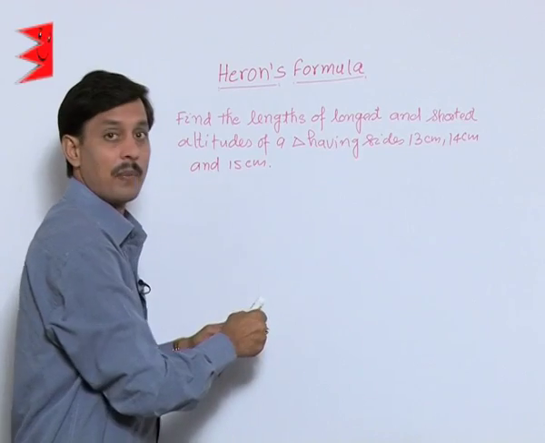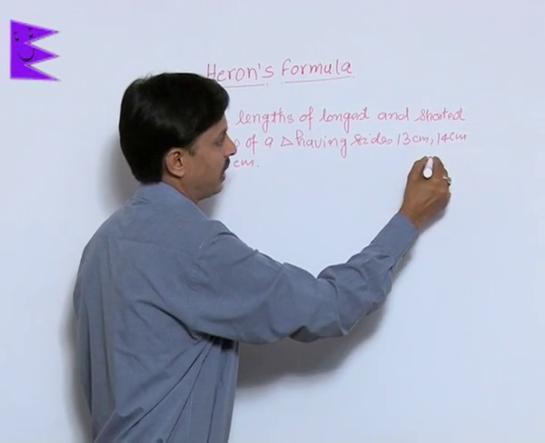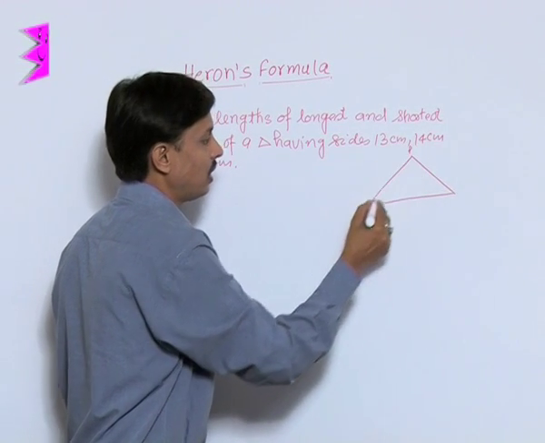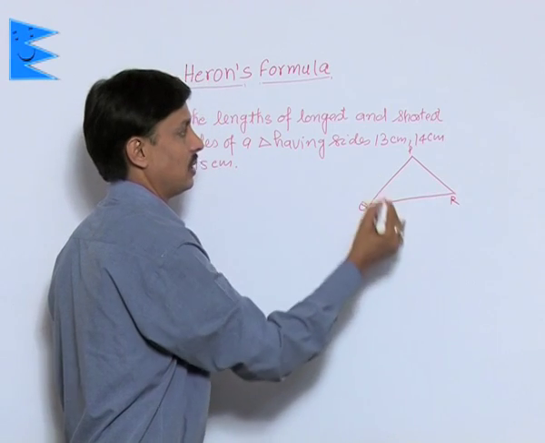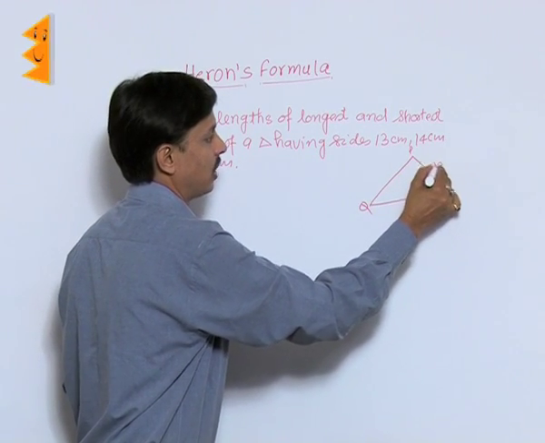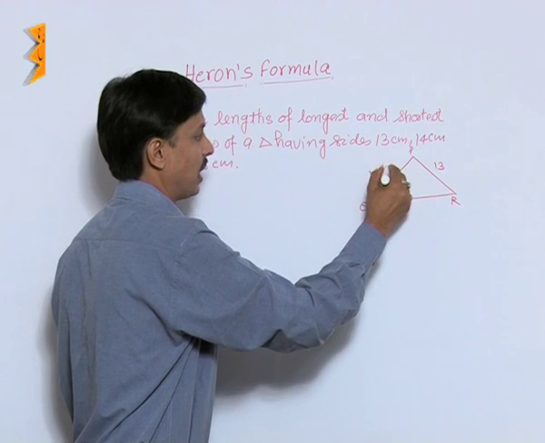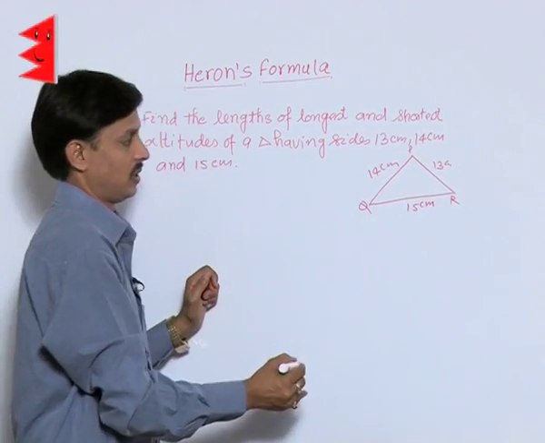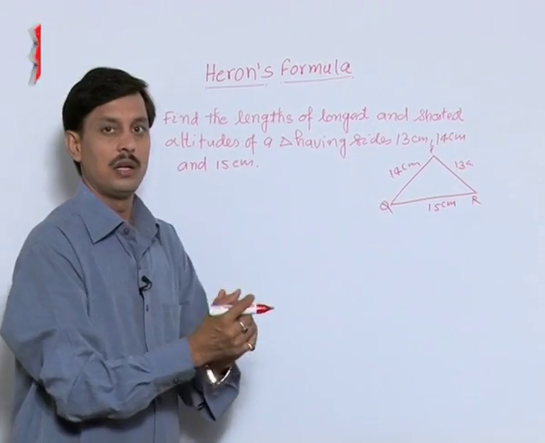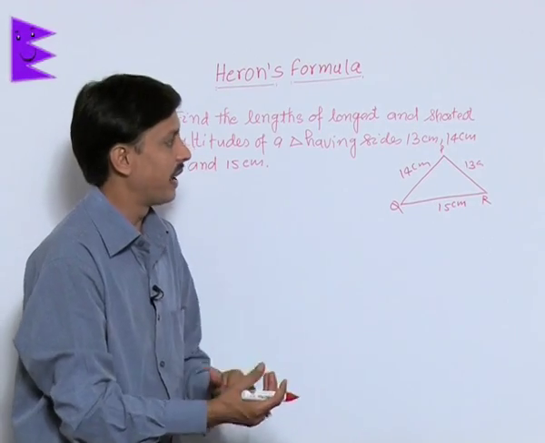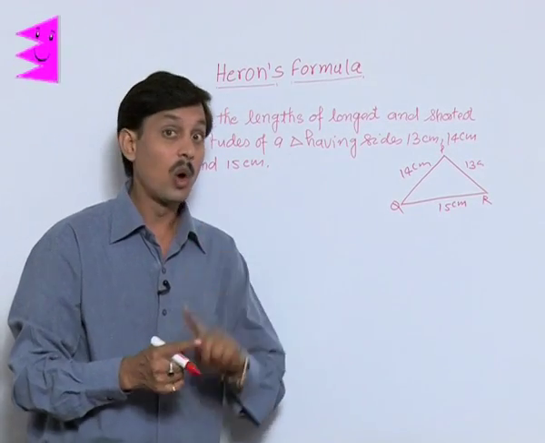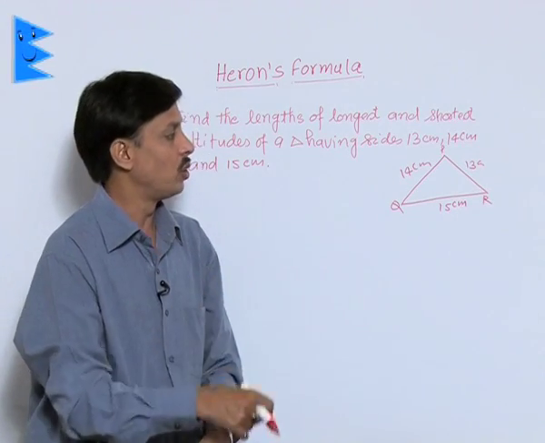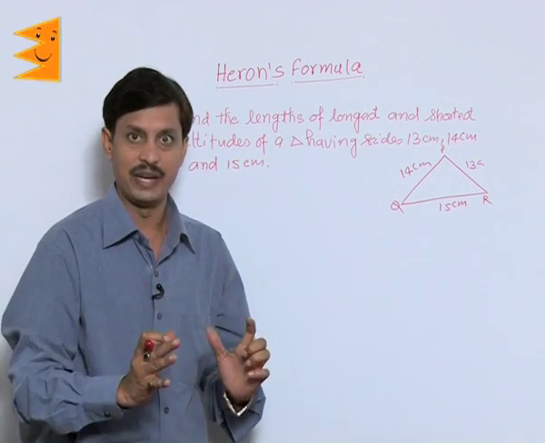I am drawing the shape of the triangle here. Suppose there is a triangle labeled as PQR. One of the sides is 13 centimeter, one is 14 centimeter, and the longest side is 15 centimeter. I want to find the lengths of the longest and shortest altitudes. The longest altitude will be on the shortest side, and the shortest altitude will be on the longest side.